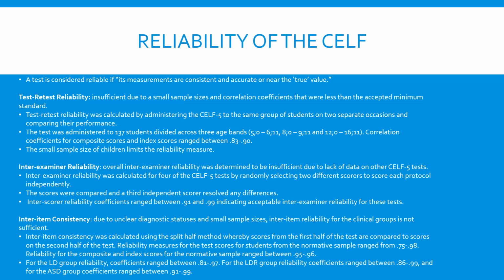Then for the LD group, reliability coefficients ranged between 0.81 and 0.97, and for the LDR group, reliability coefficients ranged between 0.86 and 0.99. For ASD, it was 0.91 to 0.99. The majority of correlation coefficients are acceptable according to the standards in the field, but due to unclear diagnostic statuses and the small sample sizes, the reliability overall for the clinical groups was not sufficient.